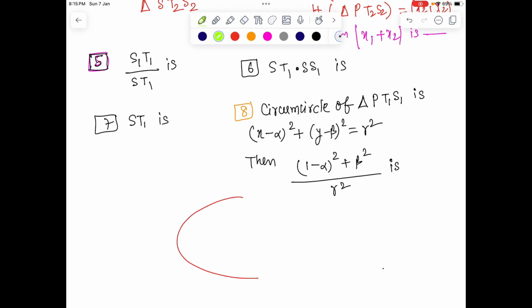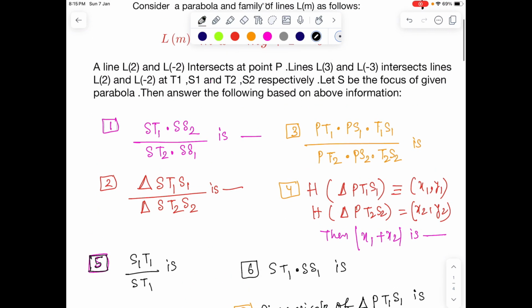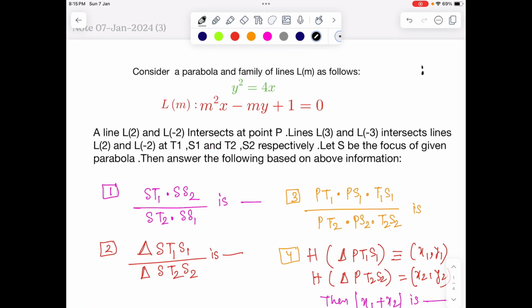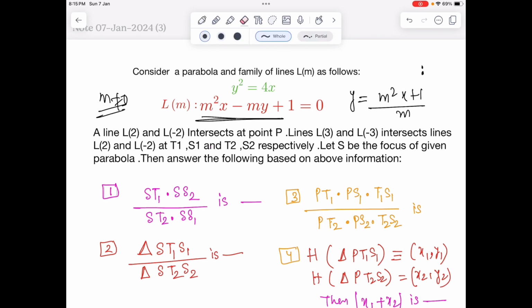So basically we have a fixed parabola, and then we have this family of lines. Now the beauty of this family of lines we have to harness, because maybe they have given some arbitrary lines, or are they special? So m square x minus my plus 1, the neat way will be to keep this in y equal to mx plus c. So if we keep y equals m square x plus 1 by m, we can divide by m provided m is not 0, which is clearly the case, because if you put m equals 0, we get 1 equals 0, which is absurd. So this line cannot have slope equal to 0.